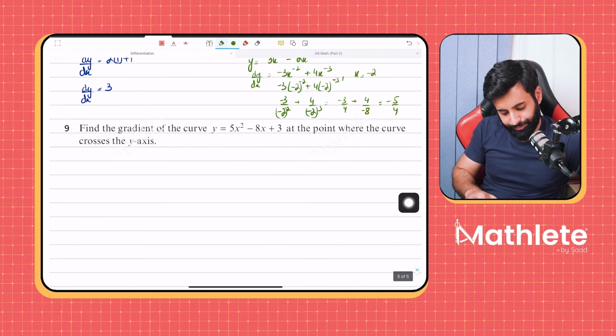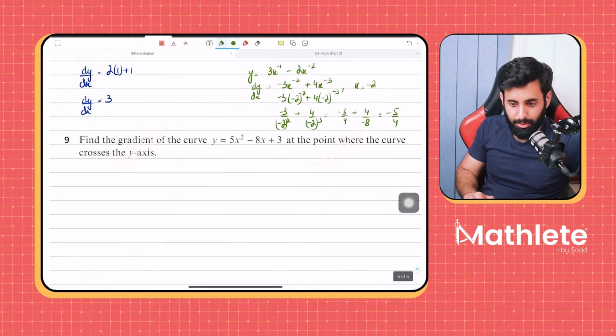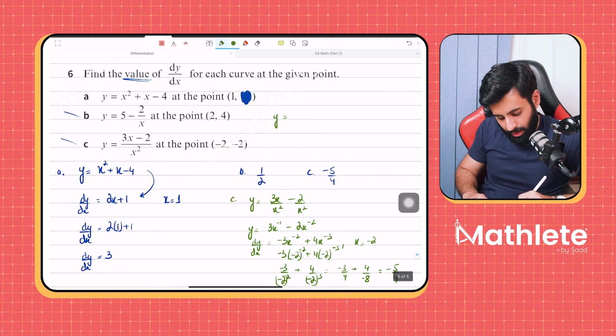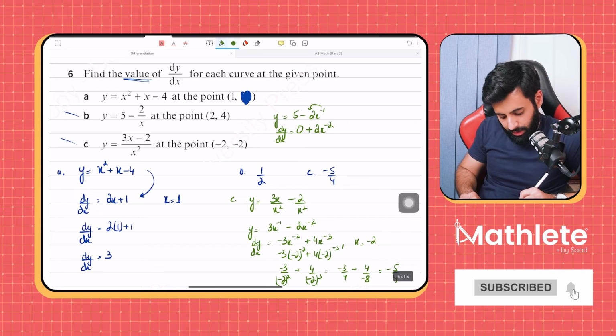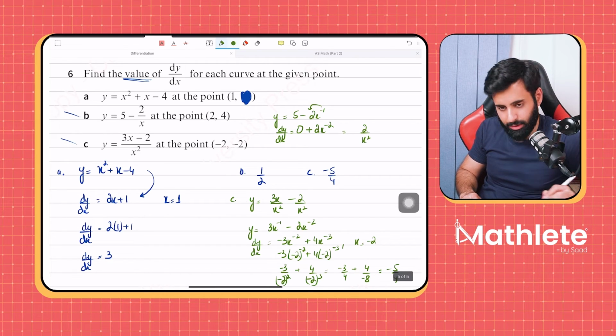Okay, now, question number 9. Can you do B as well? Yeah, I will just do the differentiation. So 5 minus 2x to the power minus 1. Now if you differentiate it, what do you get? 5 becomes 0. Minus 2 into minus 1 will become positive 2x to the power minus 2. So what do you get? This becomes 2 upon x squared.